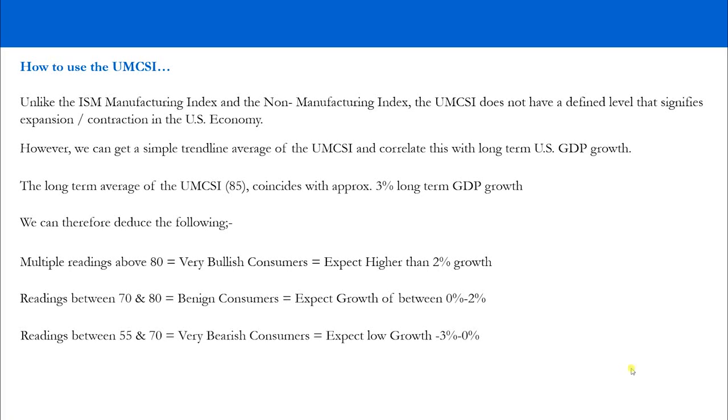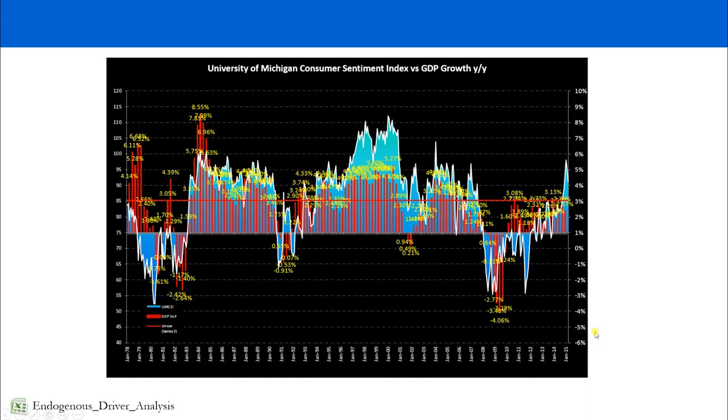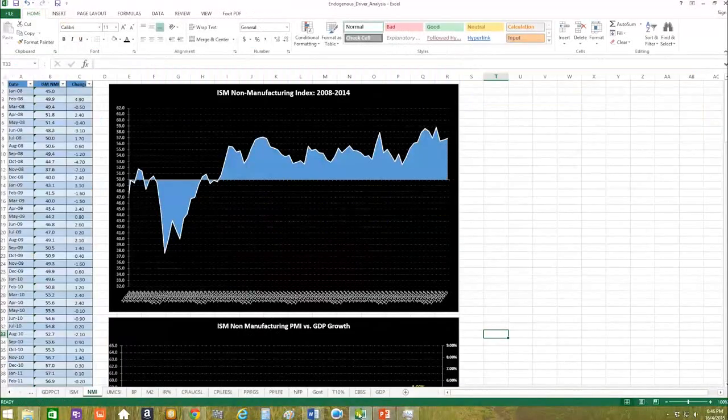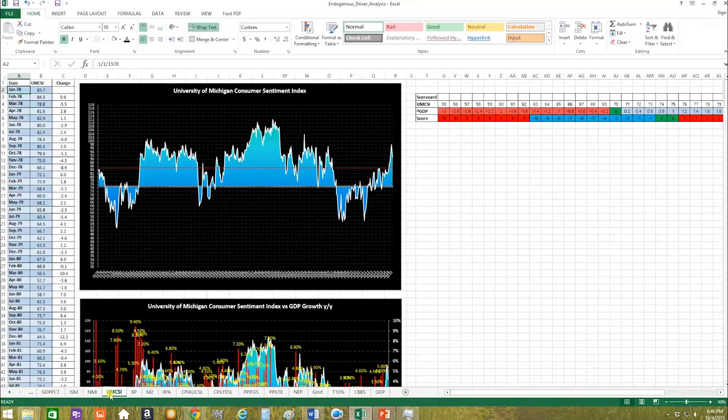So how does the UMCSI look when we look at it pictorially against GDP? Well, you can see from looking at this chart, which is available in the endogenous driver analysis spreadsheet, that GDP growth really does follow and is highly correlated to the level of the UMCSI. Now, if we go over to the spreadsheet, we can see this in a bit more detail. So we're in the NMI tab at the moment. Let's go to the UMCSI.